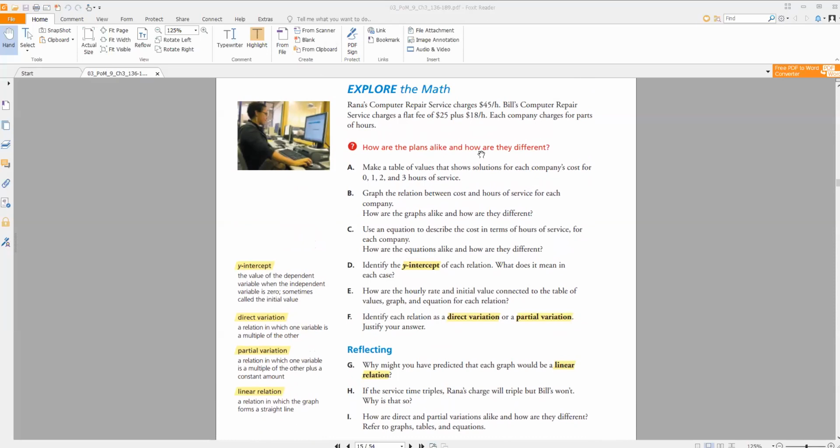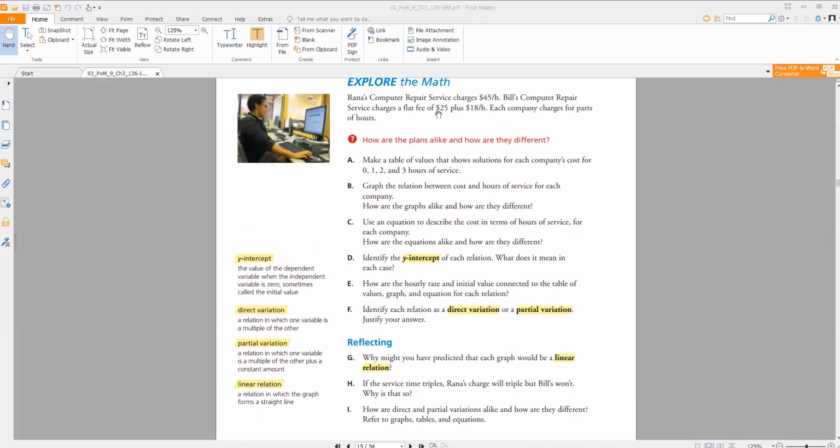A few things for us to do here. It tells us first that Rana's computer repair service charges $45 an hour. Bill's computer repair service charges a flat fee of $25 plus $18 per hour. And we want to compare both of these. So we want to see how the plans are alike and how they're different. So we want to make a table of values to show solutions for each company's cost for 0, 1, 2, and 3 hours of service.